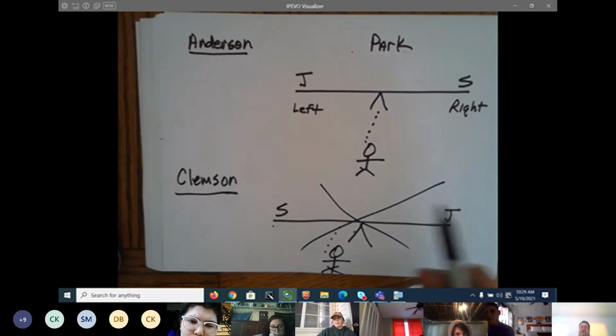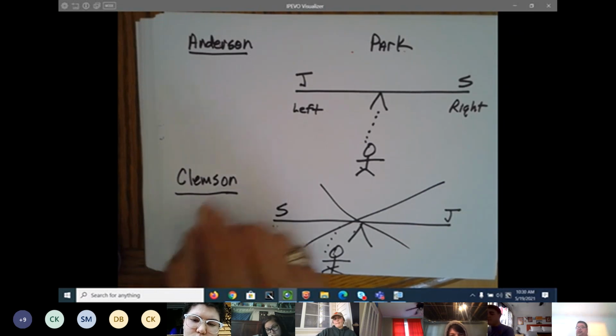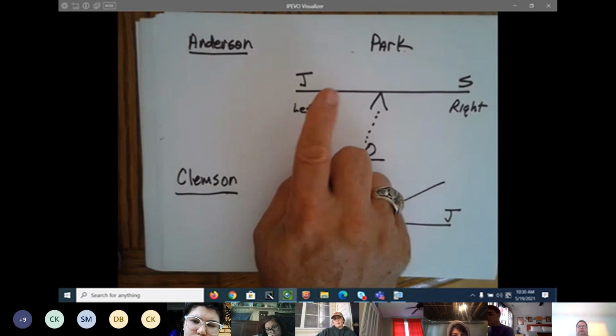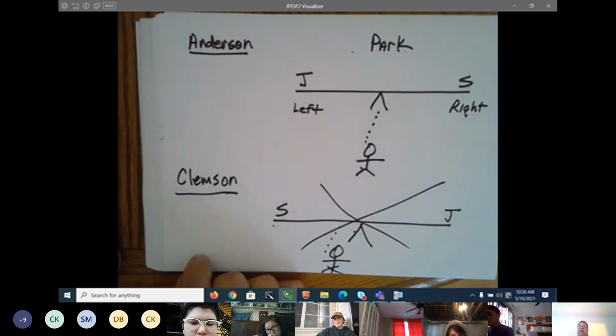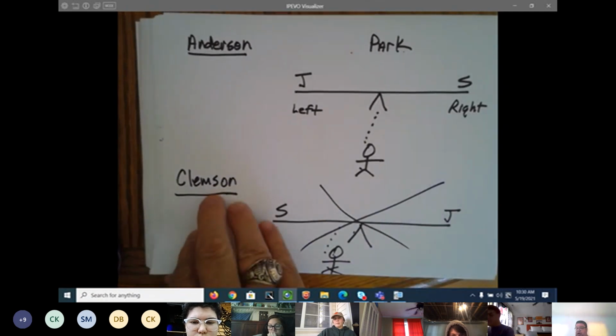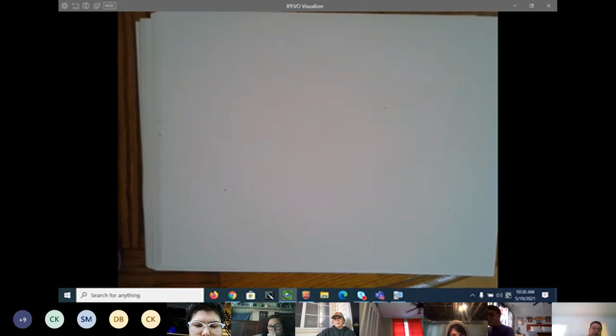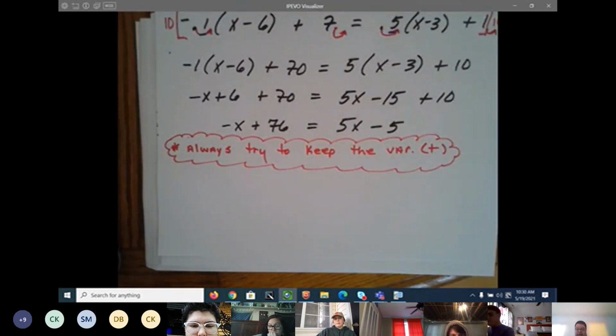Why am I telling you this story? Because there are some teachers that have taught you that you have to put the variable on the left side of the equal sign. That's just like telling your son that whatever park you go to, you have to be on the left side of the seesaw. How much sense does that make? None. Makes no sense. All right? So, when I tell you to keep the variable positive, I'm going to tell you to move the smallest bucket.